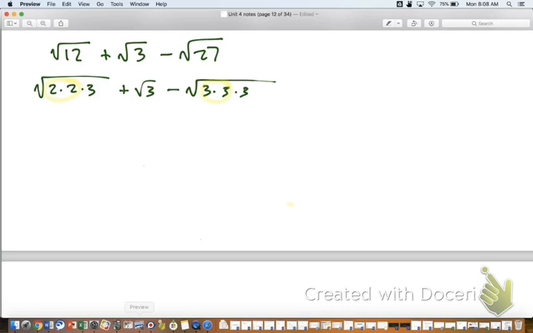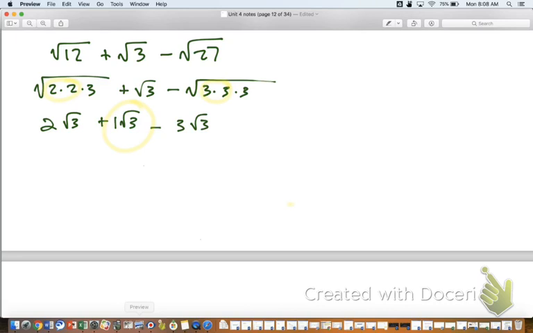So that would be 2 root 3. The root 3 still just is what it is. And then in the last one, 2 3's on the inside means a single 3 on the outside. So minus 3 root 3. What's the coefficient on this one in the middle? It's really a 1.